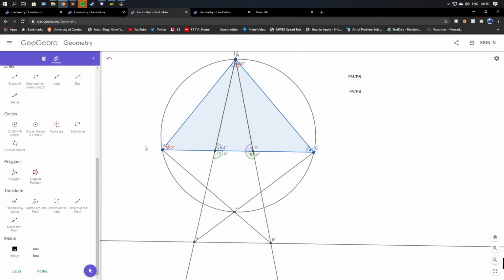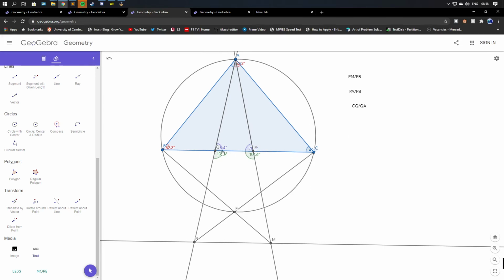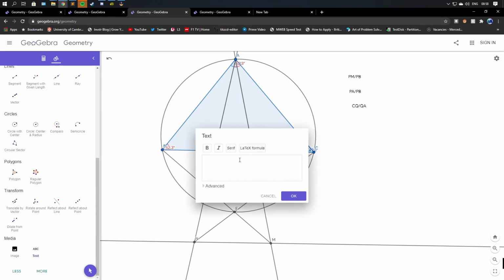So PA over PB, but now we've got a purple in between and blue at the base and then red, so it's blue, red. So then that is the same as in this triangle here, CQ over QA. So CQ over QA, but QA is equal to QN, so that is the same as saying CQ over QN.